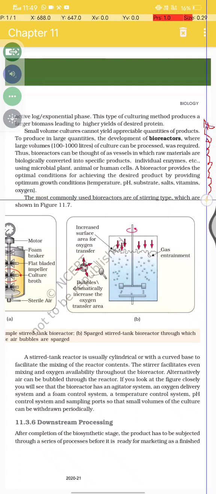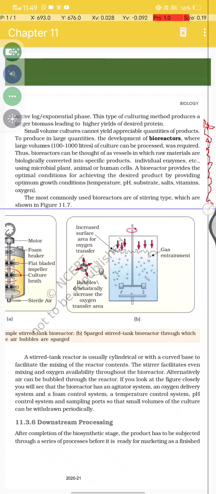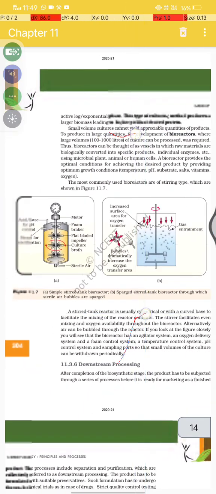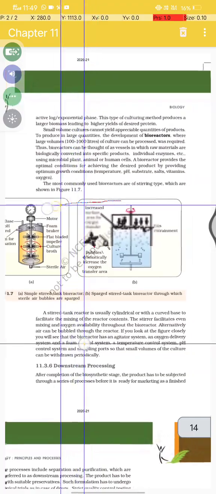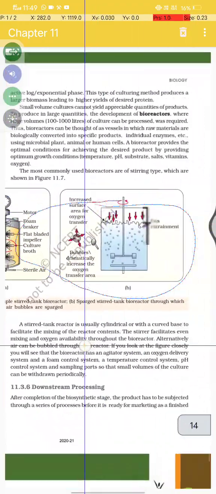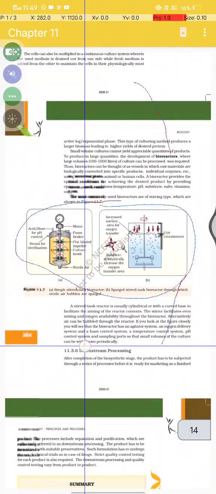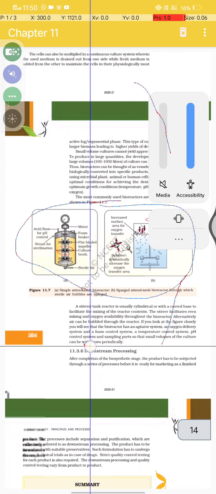The most commonly used bioreactors are of stirring type, which are shown in the figure. This is a very important figure from the point of view of NEET. This is also very important from the NEET point of view.